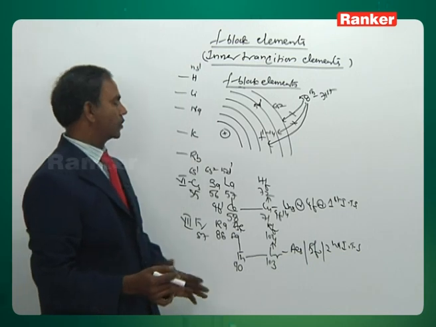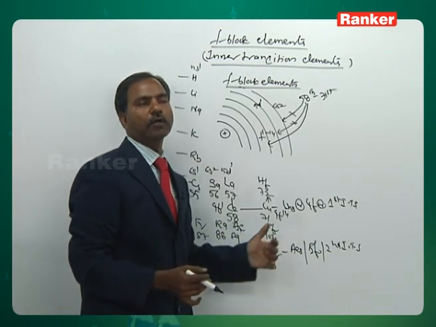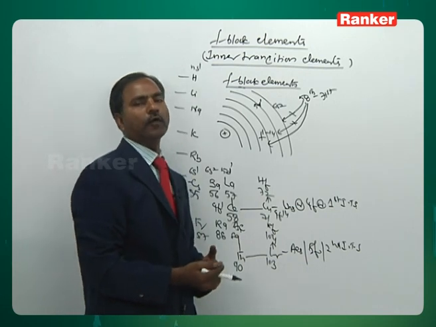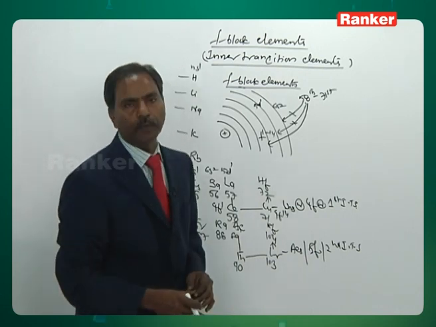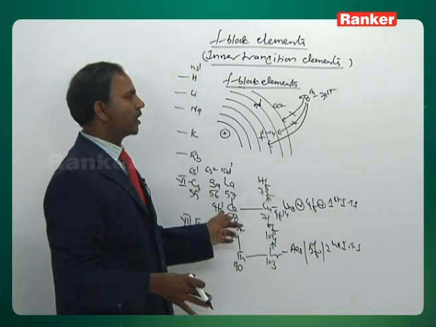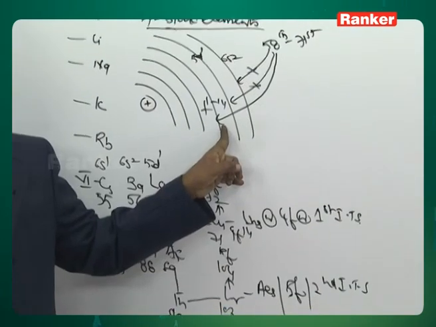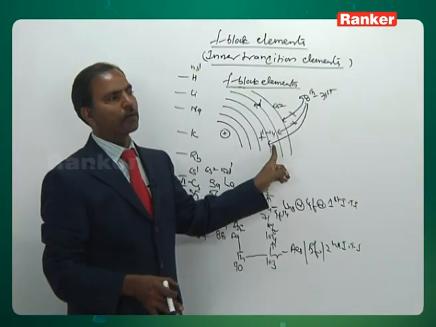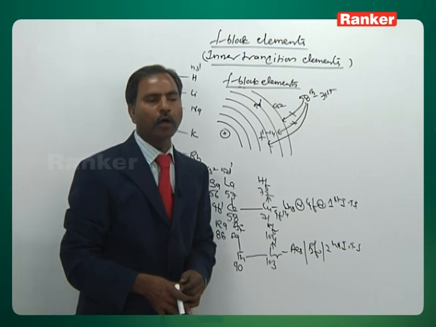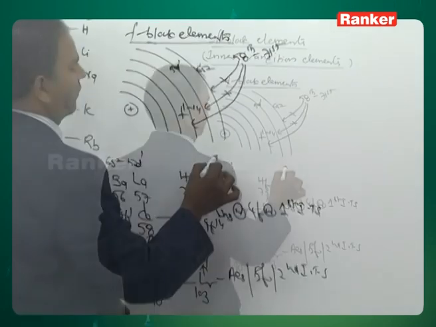So the elements in which the differentiating electron enters into f orbitals of anti-penultimate shell are known as what? F block of elements. The elements in which the differentiating electrons enter into f orbitals of anti-penultimate shell are known as f block of elements. Let us see what are inner transition elements.